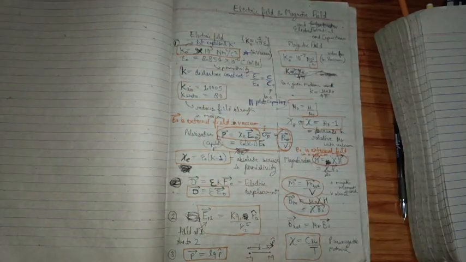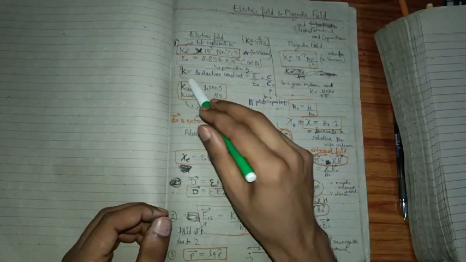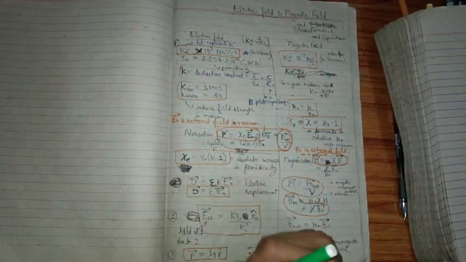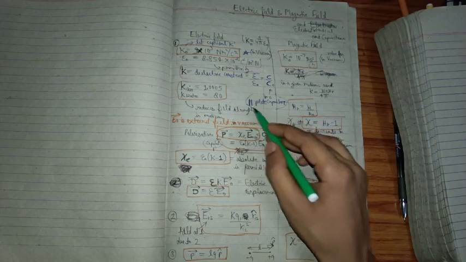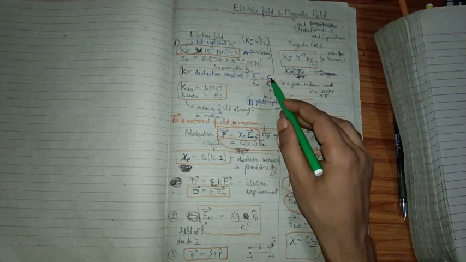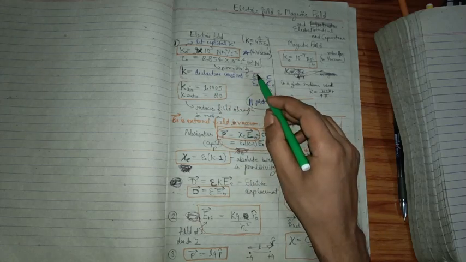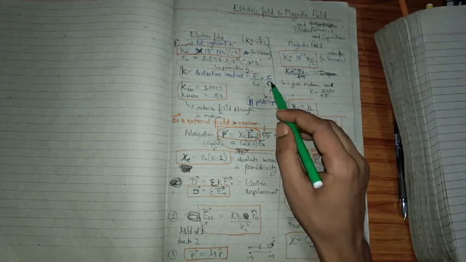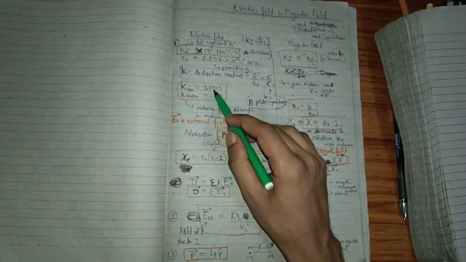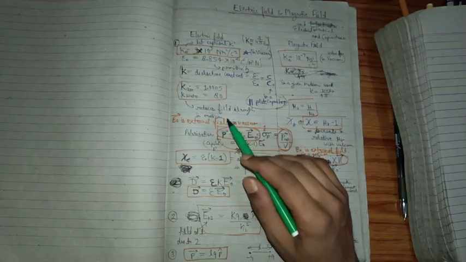For a general medium we use capital K, and for the dielectric we use small k. For a parallel plate capacitor, this K is given by C by C naught, which is also equal to epsilon by epsilon naught. For air the dielectric constant is 1.005, and for water it is 80.